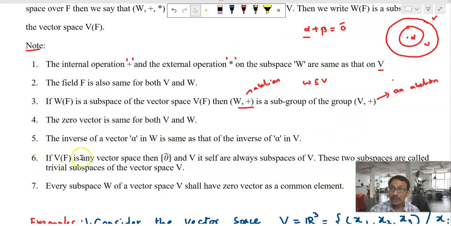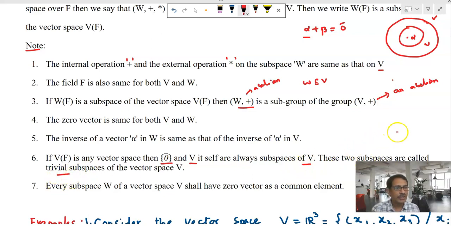Similarly, when you talk about subspaces, there are two trivial subspaces. What are they? The singleton identity. What is the singleton identity? That is 0 bar, and V itself are subspaces of V, and these two subspaces are called trivial subspaces.